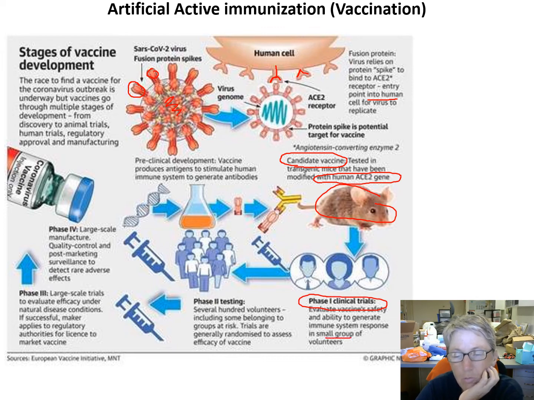They'll use a small group of volunteers for that. And then phase 2 testing, they use several hundred volunteers to test the vaccine. Phase 3, they'll do large-scale trials to evaluate how effective the vaccine is under natural disease conditions. And then phase 4, if everything works, they'll do large-scale manufacture of the vaccine, and then we'll have it. But this probably is still 6 or 7 months away from getting a safe vaccine.